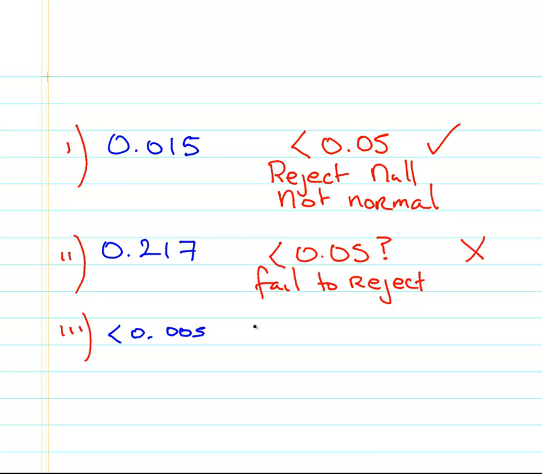Okay, so finally, the last one there, less than 0.05. This is when the p-value is too small to calculate. It just says it's smaller than this. Okay, and in that case, we would reject. So just watch out for that type of output in Minitab. Okay, again, not normal, or not normally distributed. Okay, that's it.